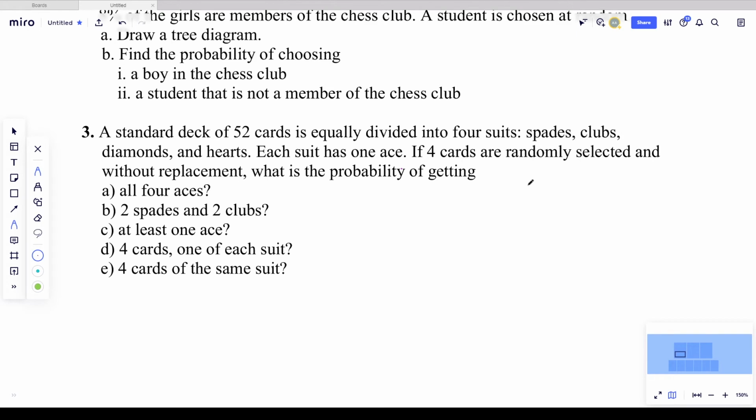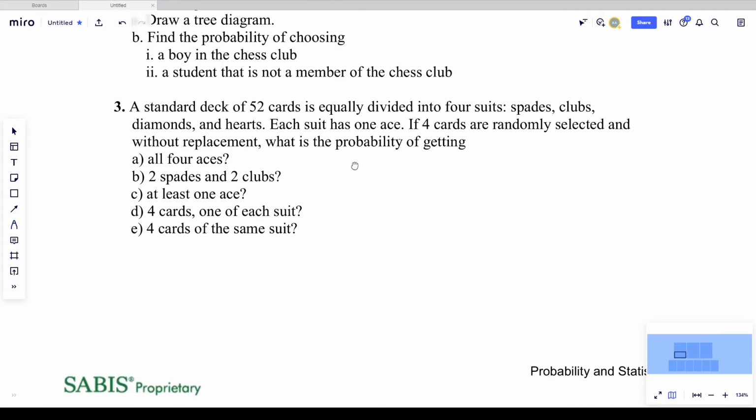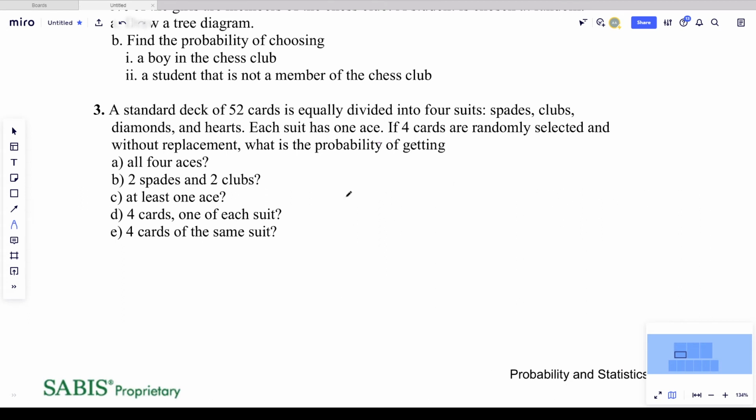We're picking 4 cards randomly, and what's the probability of getting all 4 aces? Since we're picking 4, what you do first of all is get the sample space, which you're going to use in all of those parts, which is 52C4.